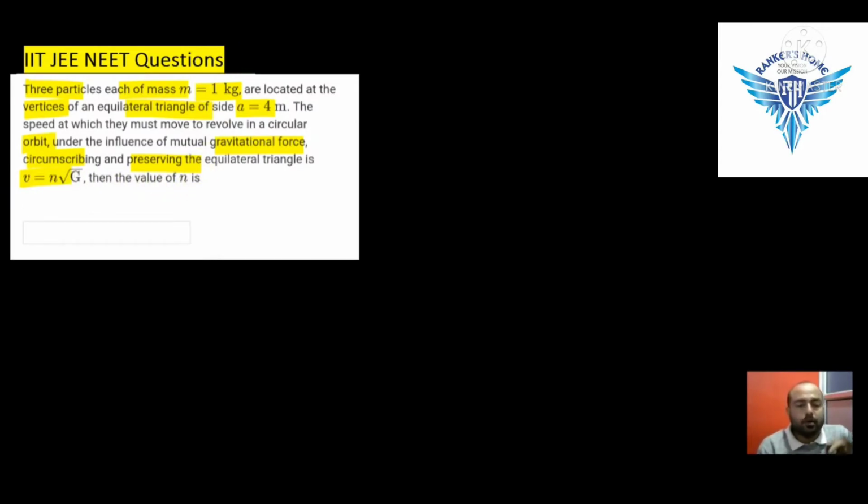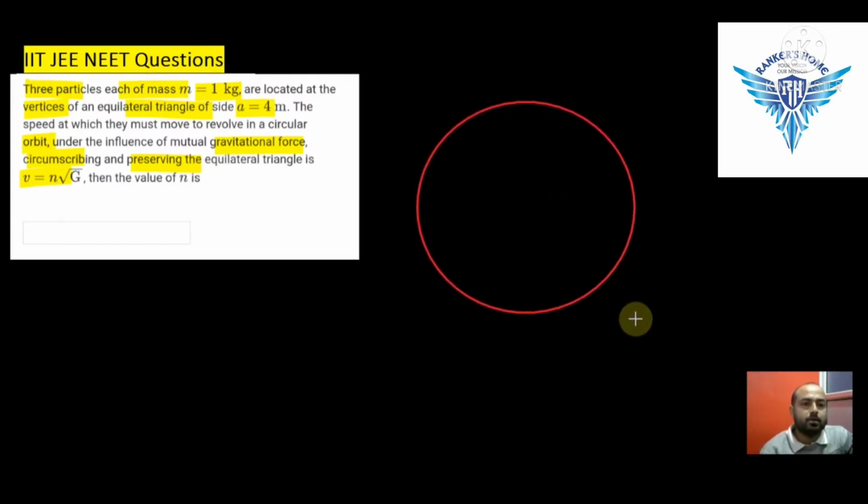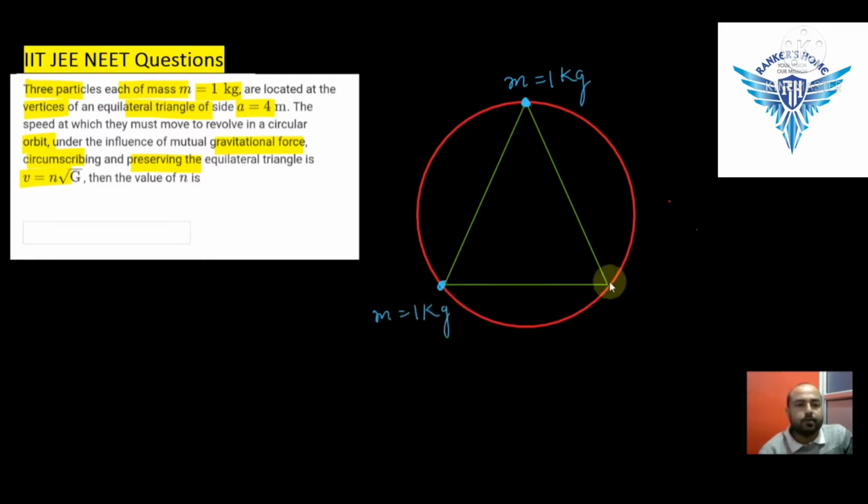So first we will draw the diagram here. We are taking a circle, and inside this circle we have an equilateral triangle like this. Three particles are kept at the vertices, mass is 1 kg each, this one is also 1 kg, and this one is also 1 kg. And what is the side here? The side is 4 meter, 4 meter and 4 meter.